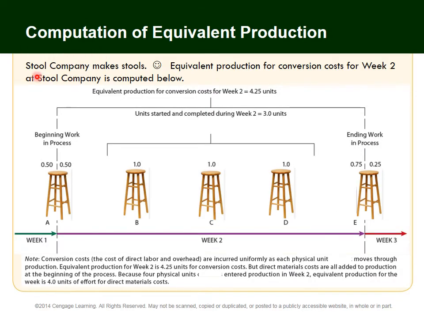So here's our example. Stool company makes stools, this kind of stools. Equivalent production is shown here. So if we look at this as 1 week, this is week number 2. At the beginning of the week, there was a stool that was halfway finished, and during the week we started and fully completed 3, and at the end of the week there was 1 stool left in ending inventory that was 75% complete. So we've done 3 wholes, and then this half, and then we've done 75% of this one.